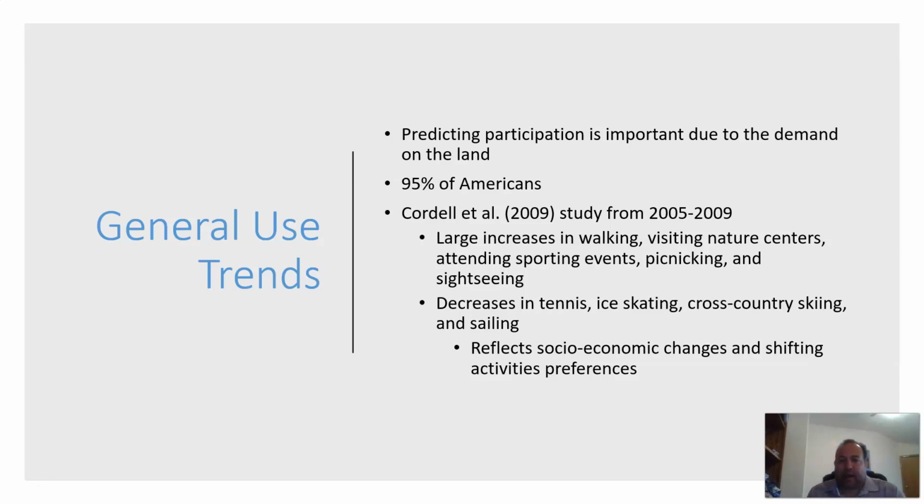Cordell and others did a study in 2009, and they saw large increases in walking, visiting nature centers, attending sporting events, picnicking, and sightseeing. They saw decreases in activities like tennis, ice skating, cross-country skiing, and sailing. And they believe this reflects socioeconomic changes and shifting activity preferences. So you're seeing a lot more of just basic getting outside things: walking, finding a nature center, eating outside, sightseeing, just looking around, seeing much bigger increases in basic outdoor activities.